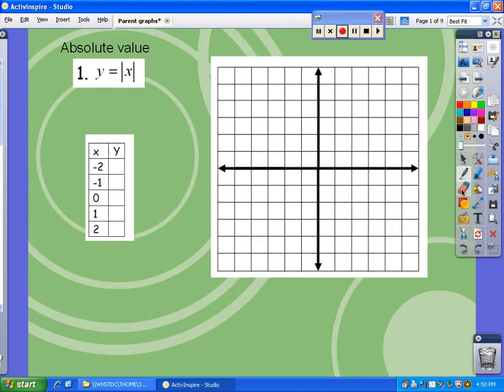So when you plug in -2, you're going to get +2, -1, 1. The absolute value of 0 is 0. The absolute value of 1 is 1. And the absolute value of 2 is 2. So when we graph that: (-2, 2), (-1, 1), (0, 0), (1, 1), and (2, 2). This is the basic pattern for the parent graph of absolute value.